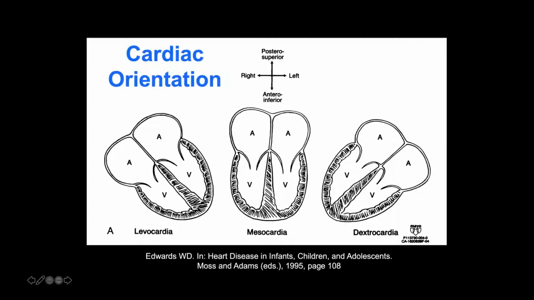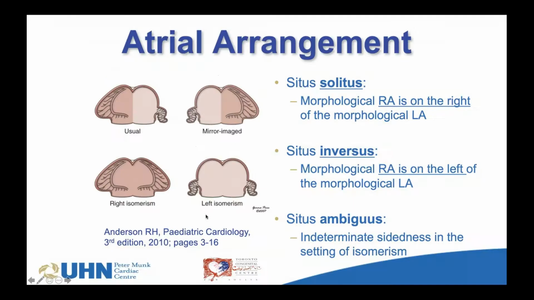If this axis points to the left, then you have levocardia. If the axis points to the right, then you have dextrocardia. And if the axis between the base and the apex of the heart is in the midline, so if you get the perfect apical four-chamber view from the subcostal window, then you have mesocardia.